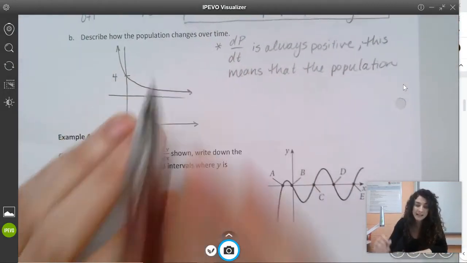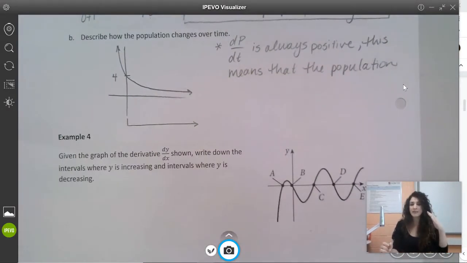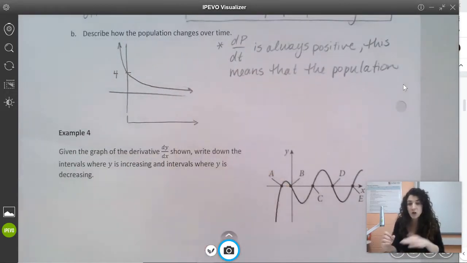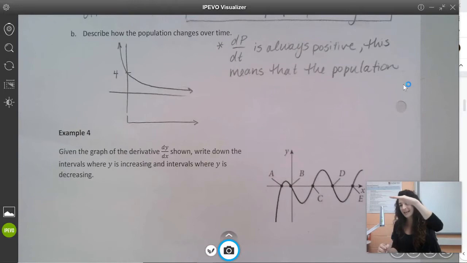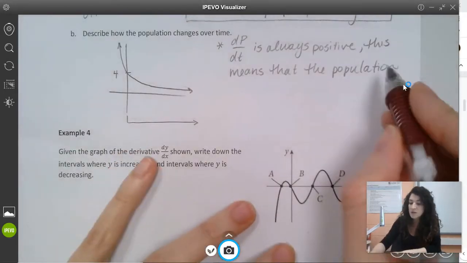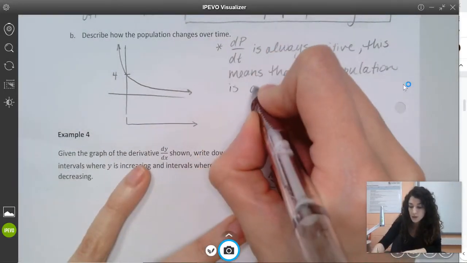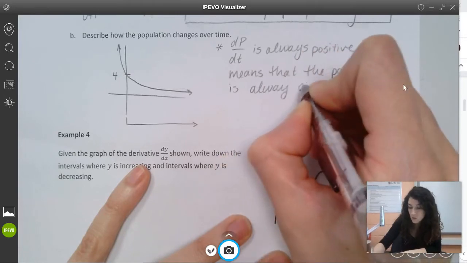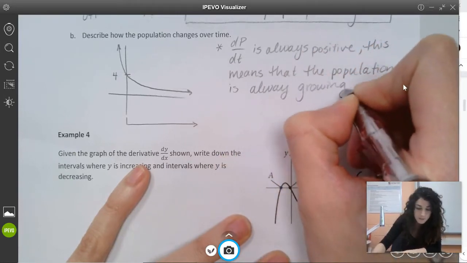Now it gets less and less and less up, right? Like maybe at the beginning it was really big, and then it starts to taper off, like, hey, we're not growing as much as we were before, some sort of natural forces that are influencing whether or not this population can grow. As it gets closer and closer to 0, it's still growing, but it's not growing as much. So it means that the population is always growing. So that's one thing we can take away from this.